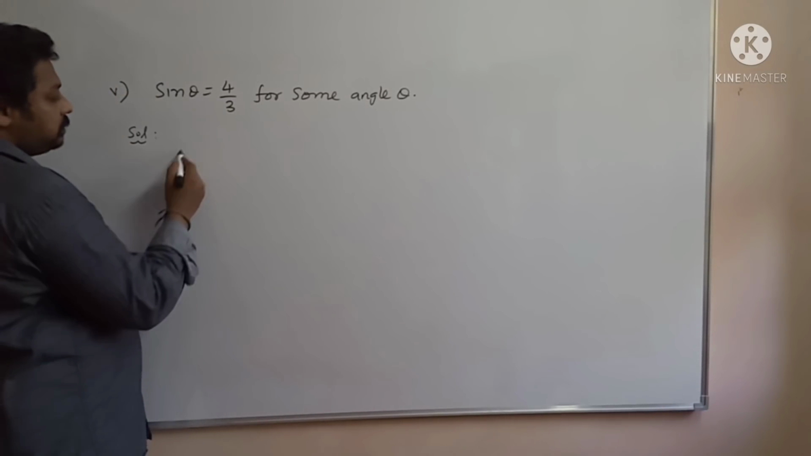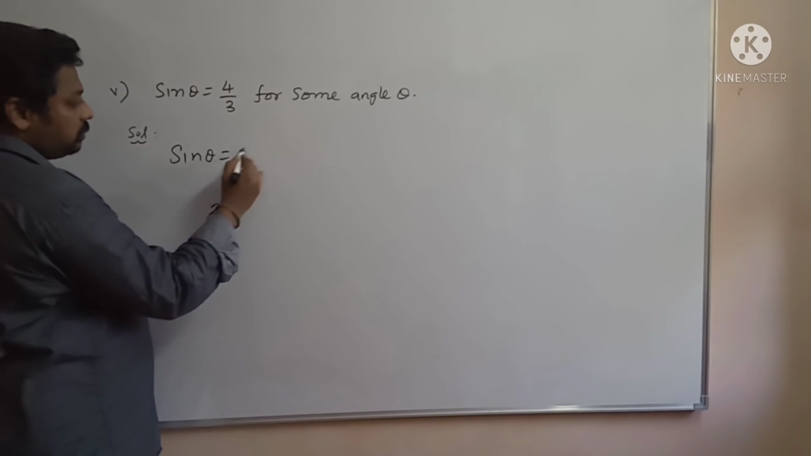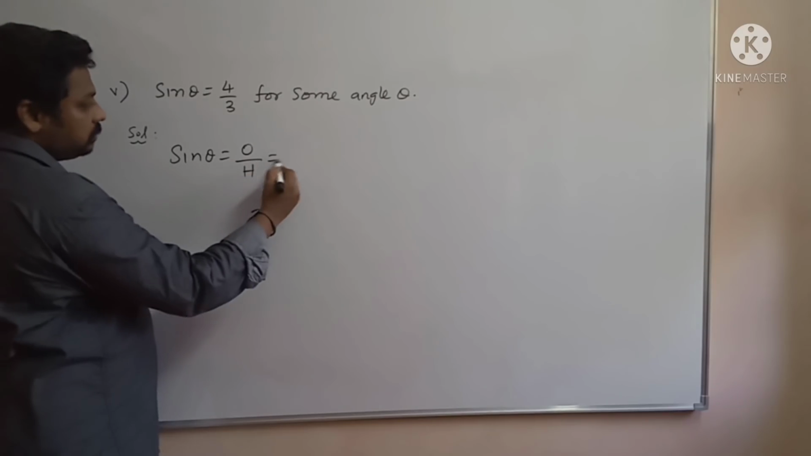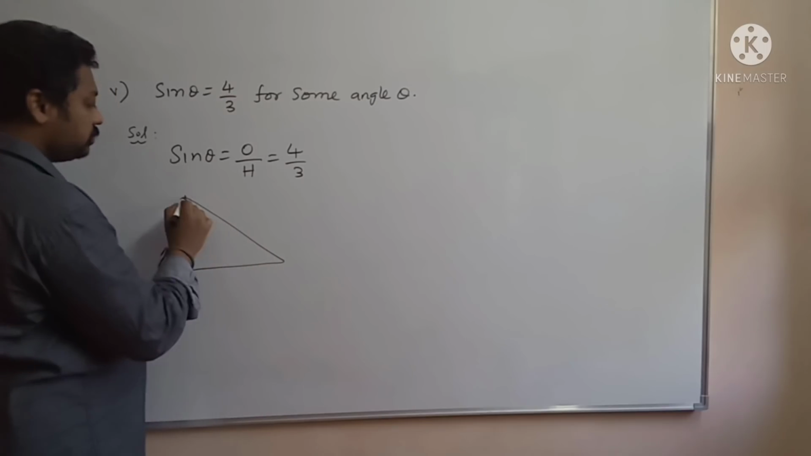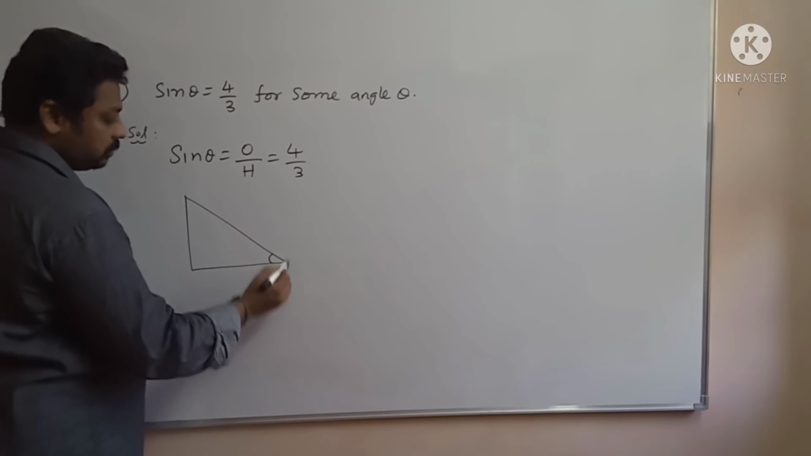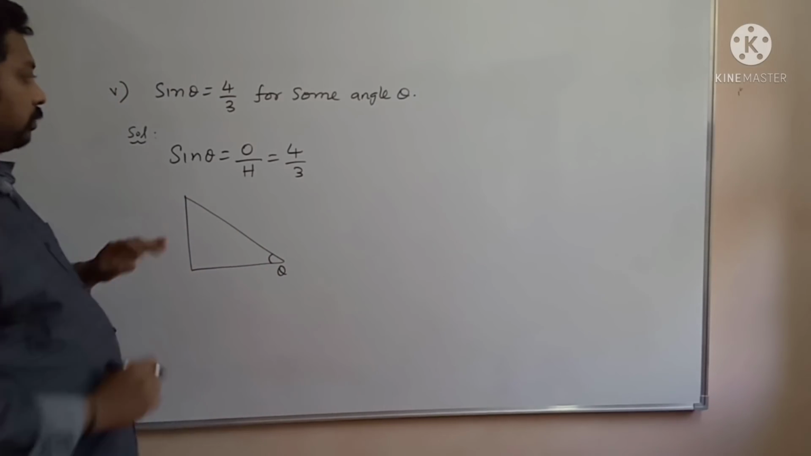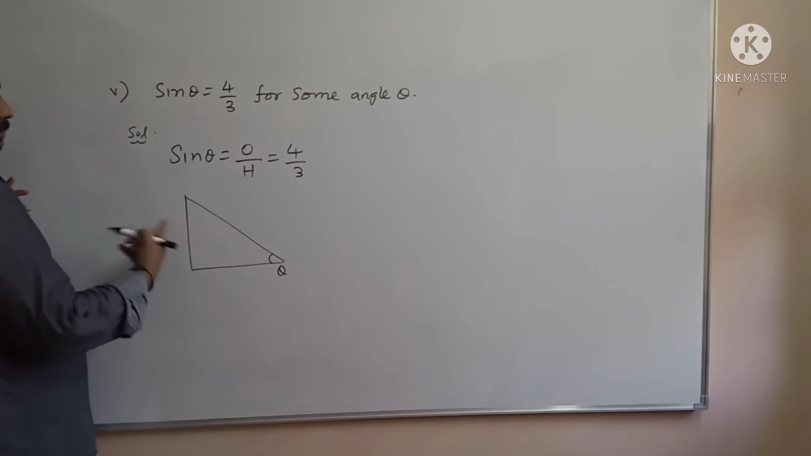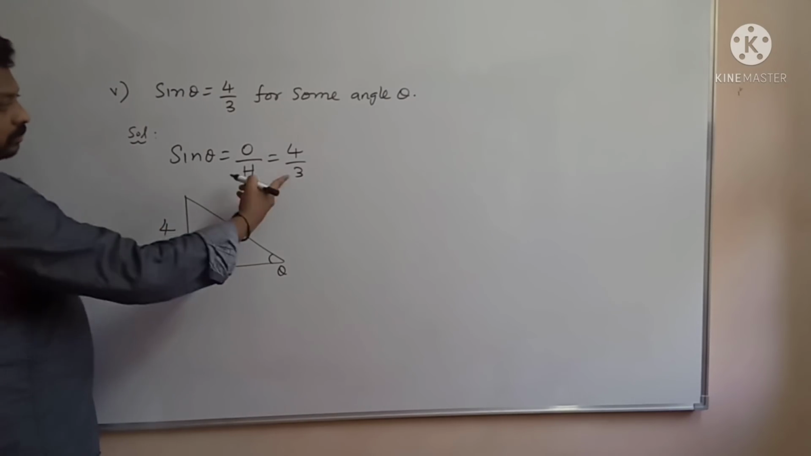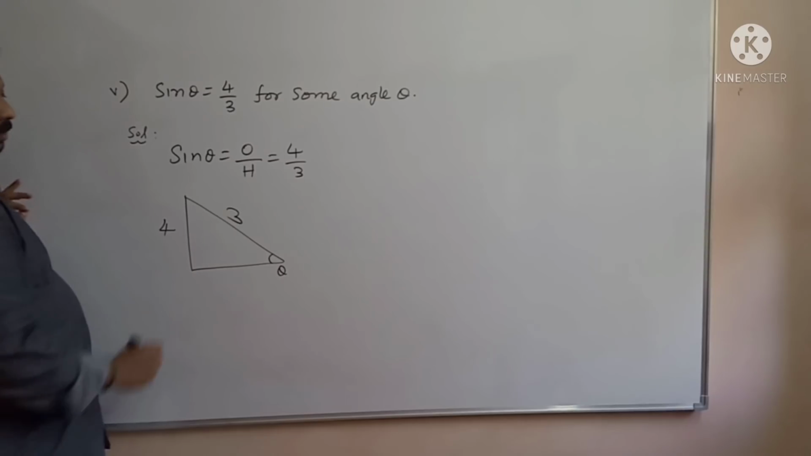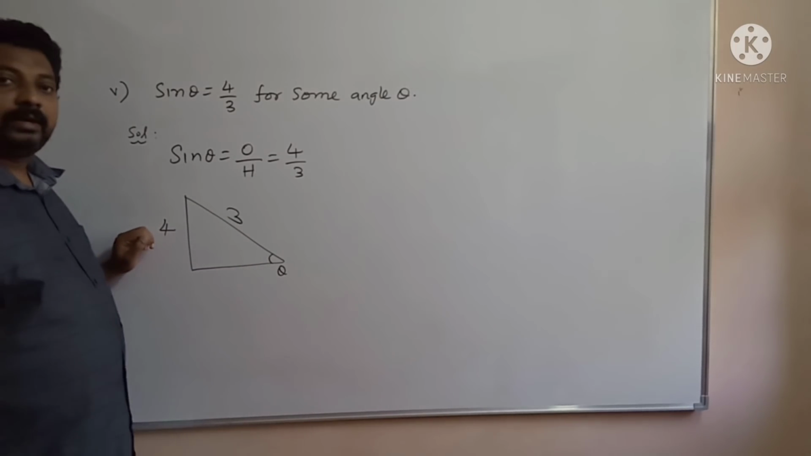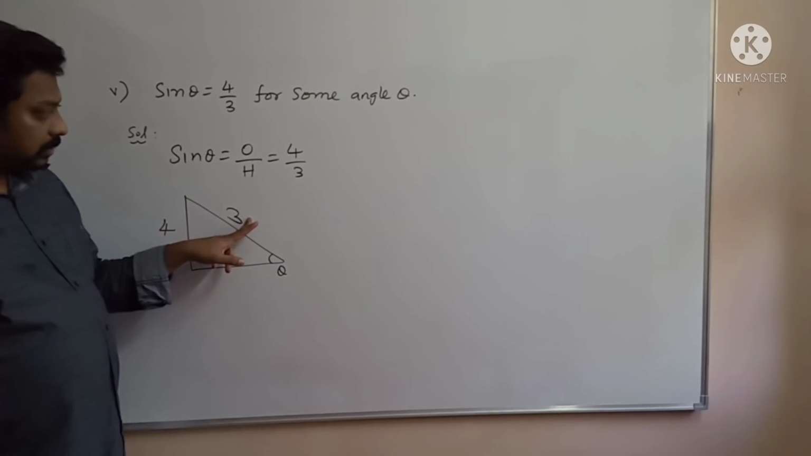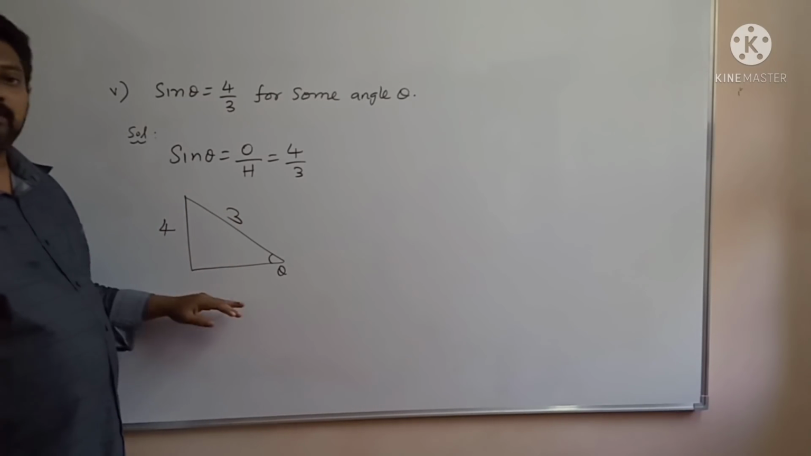Coming to the last Roman, sin theta is equal to 4 by 3 for some angle theta. What is sin theta? Sin theta is opposite side by hypotenuse. It is given as 4 by 3. Let us form a right angle triangle with angle theta. The opposite side is 4 and the hypotenuse is 3. Hypotenuse is the longest side of the right angle triangle, but it is given as 3. So the given statement is false.